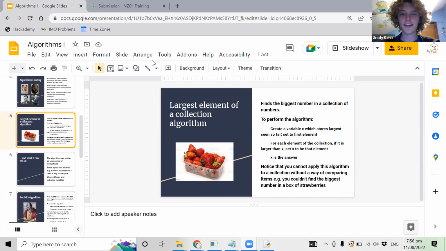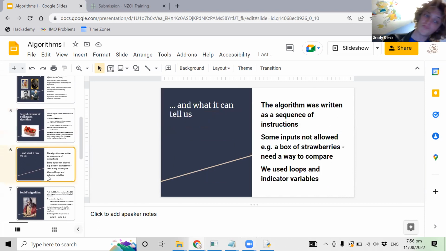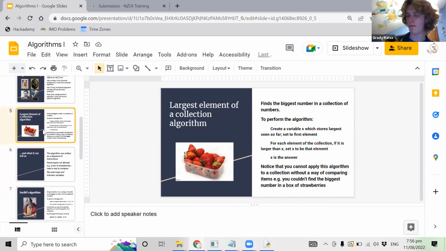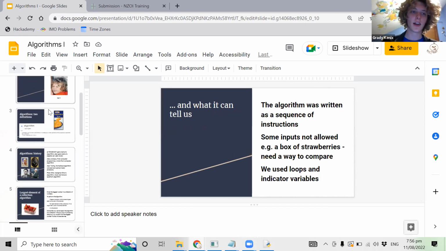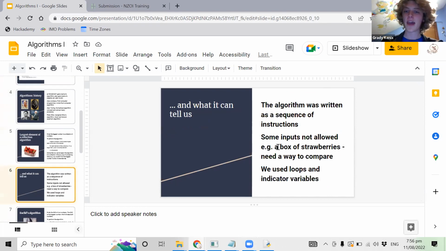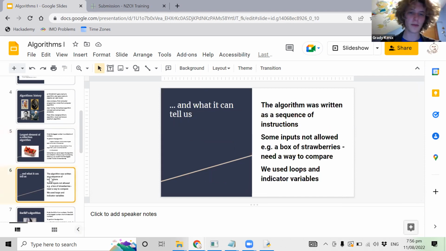Anyway, going back through this, we find the largest element in a collection by running through the whole collection and seeing what the biggest element was. But what's more important than this algorithm, which is kind of just made to prove a point, is the underlying idea that it was written out as a sequence of instructions, like we saw back here with the Kraft mac and cheese, and some inputs weren't allowed to it. For example, the pictured box of strawberries is not a collection that you can find the largest element of in the typical definition of largest as biggest number. I suppose you could find the biggest strawberry by volume or by weight or whatever, but getting off topic.